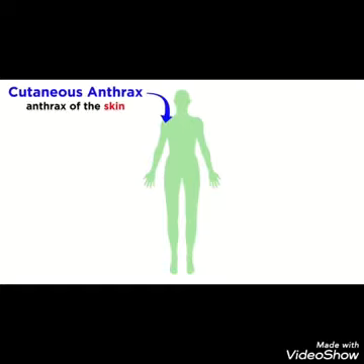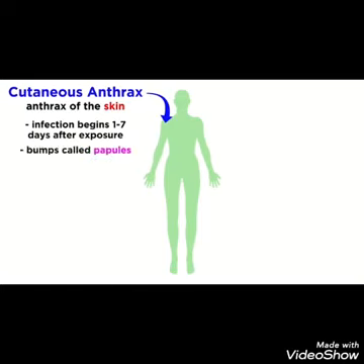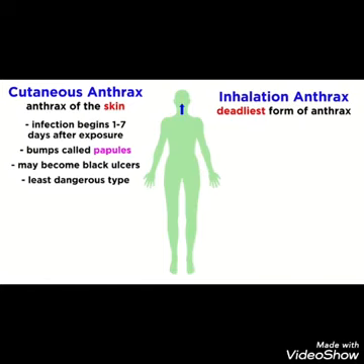Now we will discuss the clinical features according to the system involved. When skin is involved, it is called cutaneous anthrax. The incubation period is 1 to 7 days after exposure, and bumps called papules appear on the skin. Then they transform into a black necrotic lesion, also called an anthrax eschar or coal, named so because it looks coal black. They may become black ulcers. This is the least dangerous type.